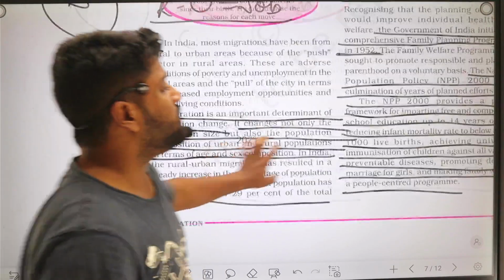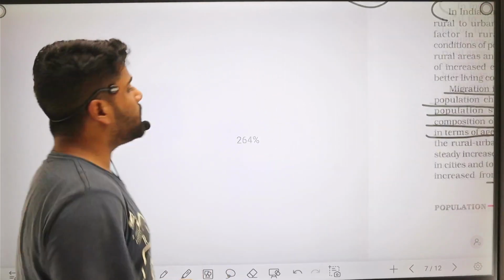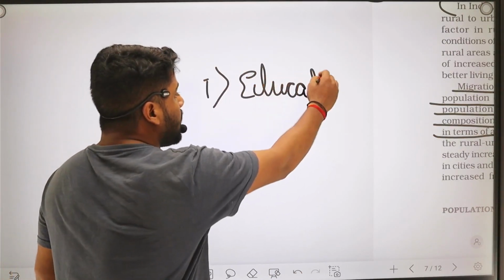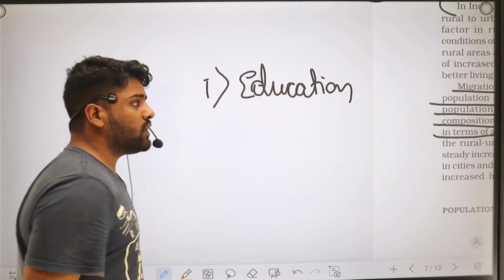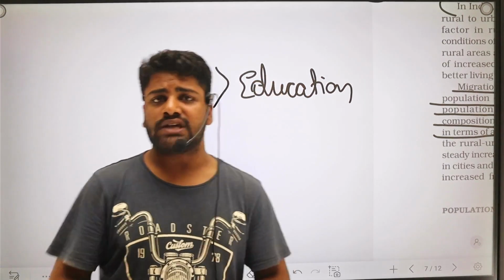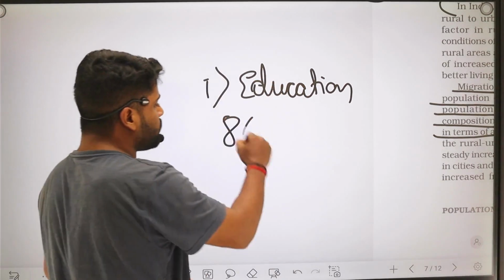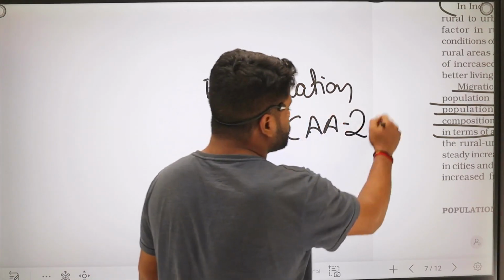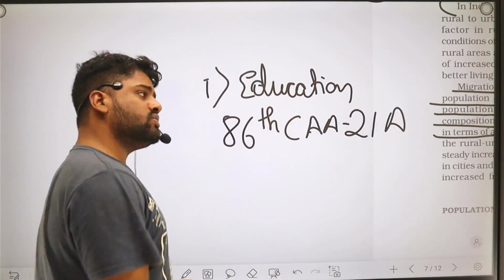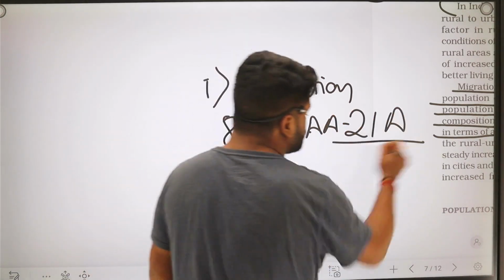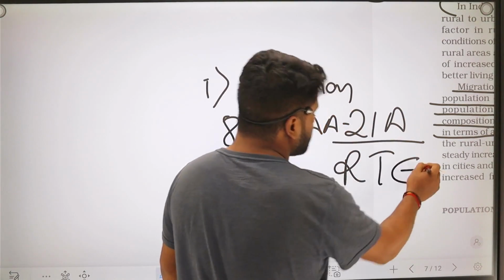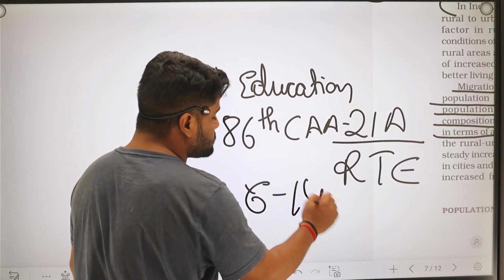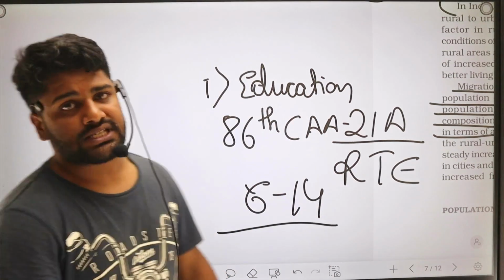Now, what was the first motto? Education, and this was already done. After the culmination of this policy, the National Population Policy, just 2 years after it, the 86th Constitutional Amendment Act was brought. By it, Article 21A was added to the Indian Constitution, and Article 21A talks about RTE, that means right to education. Under this, every child between age 6 to 14 will get compulsory education.